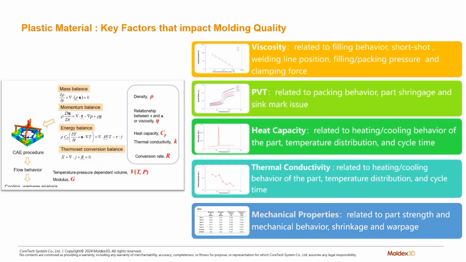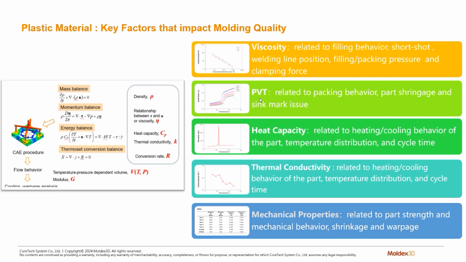All right, there are 5 core properties that we focus on as far as the material file goes in Moldex3D, and all of these are helping us to solve the constituent equations for mass balance, momentum balance, energy balance, and for thermosets, the conversion balance. We have the viscosity, which describes the ability of the material to flow, or really, as it directly relates to viscosity, the resistance of the material to flow.